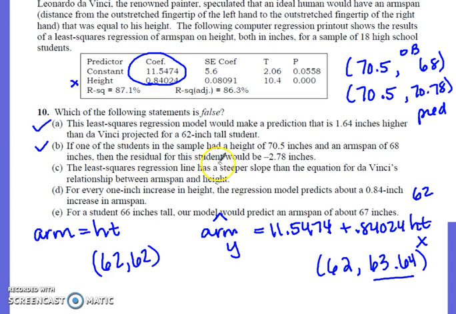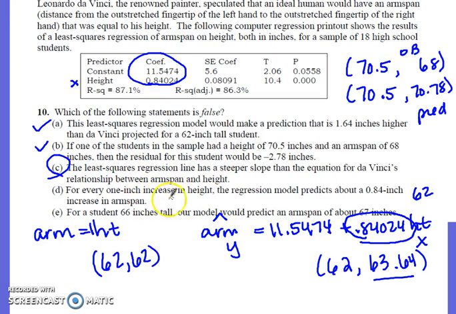The least squares regression line has a steeper slope than the equation for Da Vinci's relationship. Our slope here is 0.84. His slope here is 1. And that is not true. 1 would be a steeper slope than 0.84. So number 10 is C.